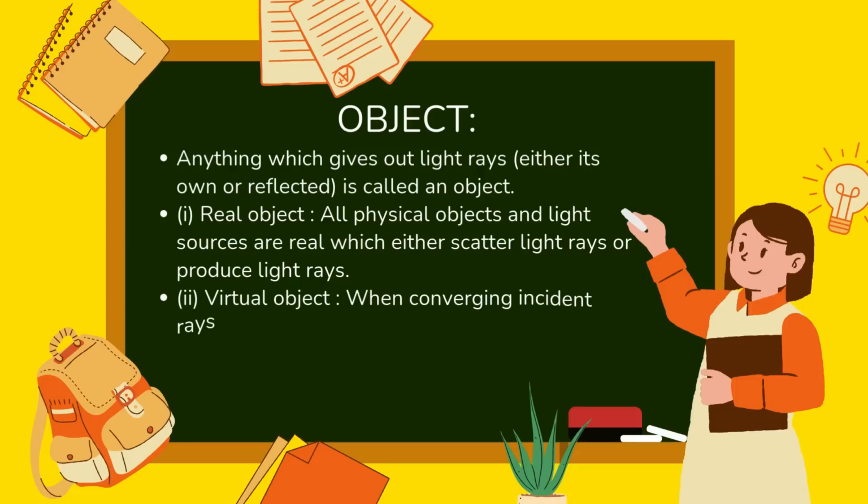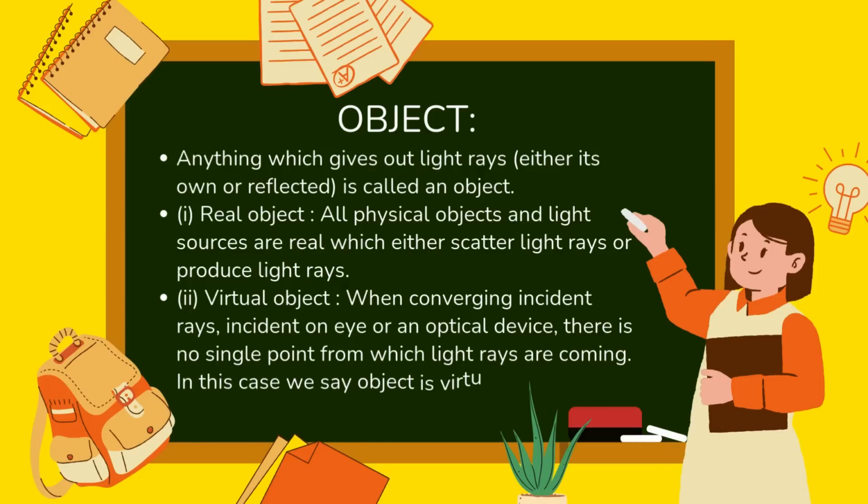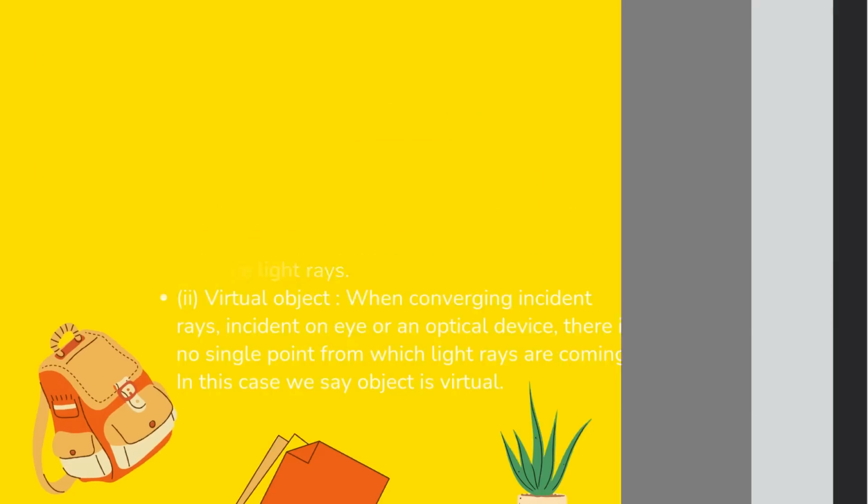2. Virtual object. When converging incident rays, incident on the eye or an optical device, there is no single point from which light rays are coming. In this case we say the object is virtual.